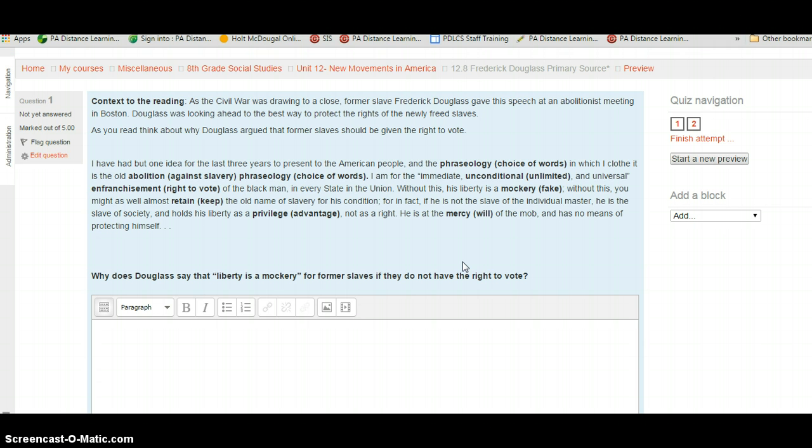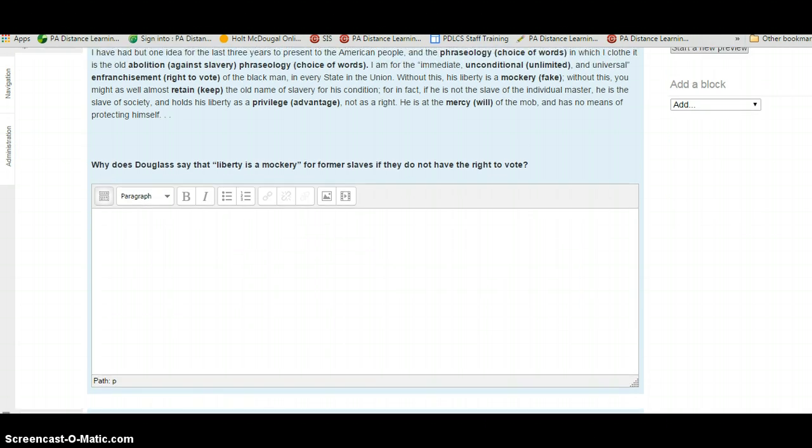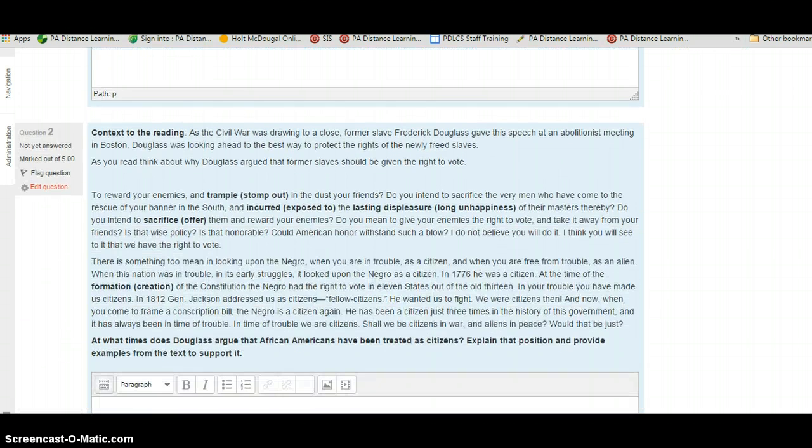So with our first little paragraph here, here's the question we need to answer. Why does Douglass say that liberty is a mockery for former slaves if they do not have the right to vote? So what you're going to do is you're going to look at this example here. Look at the words, read it to yourself one more time. Remember, you can always hit pause on this video and figure out the answer. Don't forget to refer to the text, and please write in complete sentences or else you will not receive a good score on this assignment. So once you've got that question answered, construct it in the box here and hit the next button. We're going to move on in our reading here.